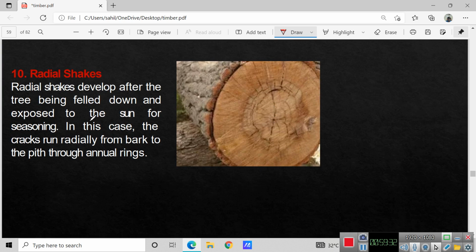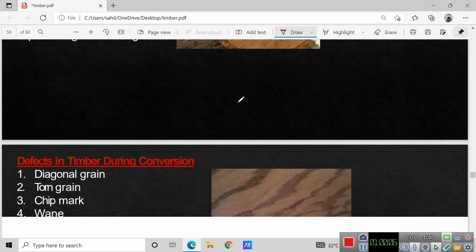So radial shakes. Radial shakes develop after the tree is felled and exposed to the sun for seasoning. In this case, the cracks run radially from bark to pith through annual rings. So in this, you can see the cracks run radially from bark to the pith through annual rings. These are known as radial shakes. This is formed from the shock which is felt by the tree when it is cut and falls down and is exposed to the sun.